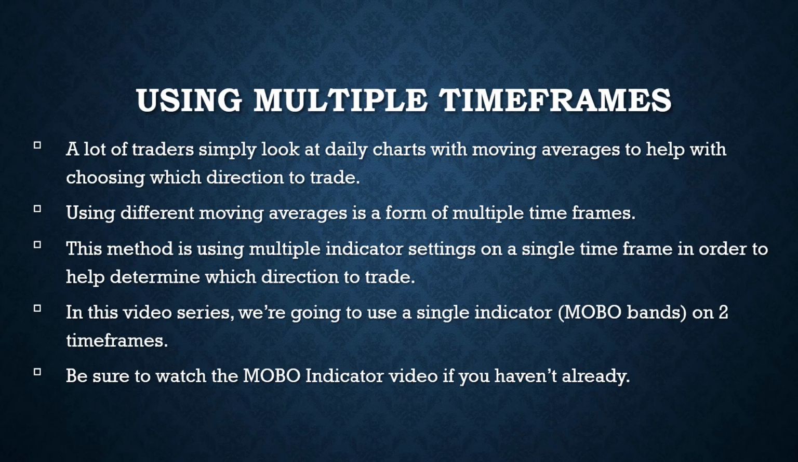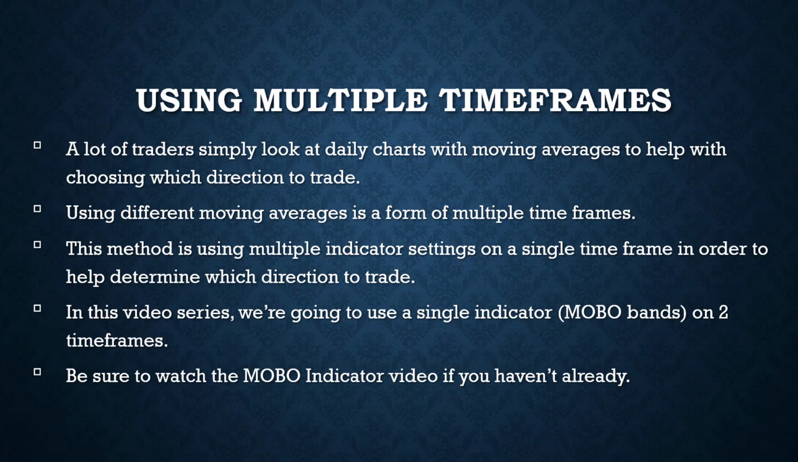So the method we're going to be doing is instead of using multiple indicators on a single time frame, we're going to be doing one indicator, the MOBO Bands Indicator, and we're going to be using it on 2 time frames. So one indicator, 2 time frames, as opposed to multiple moving averages, which is 3 or 4 indicators on 1 time frame. So that is my version that I wanted to clarify with you guys: we're going to be using multiple time frames, meaning 2 different time frames on the chart.